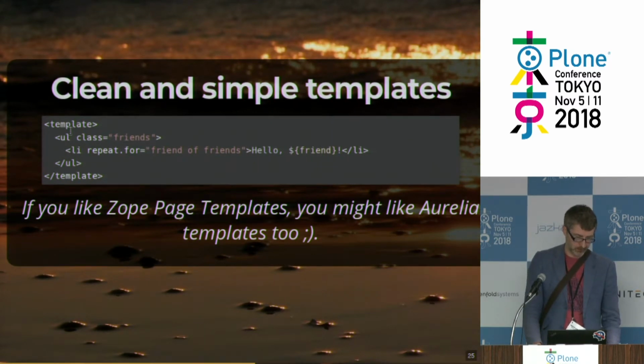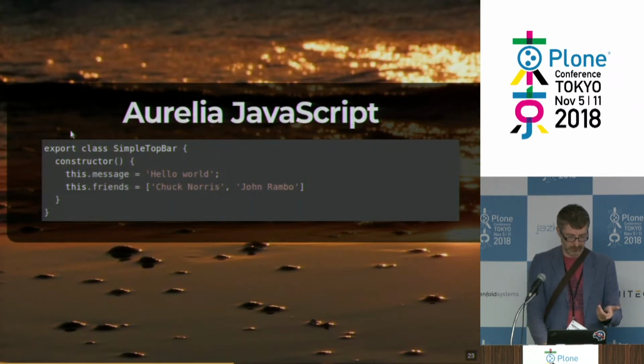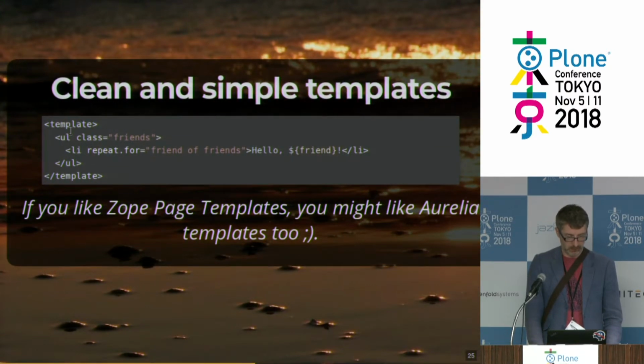Here's an example of how to iterate over a list of values. We defined the friends here, so we have 2 friends, and then you just repeat over it. If you like ZOPE page templates and know how to use them, you might like this too. It's pretty much the same. Also, I like the cleanness of this.